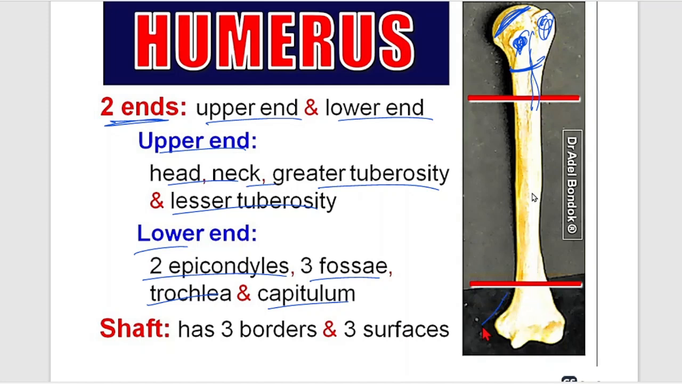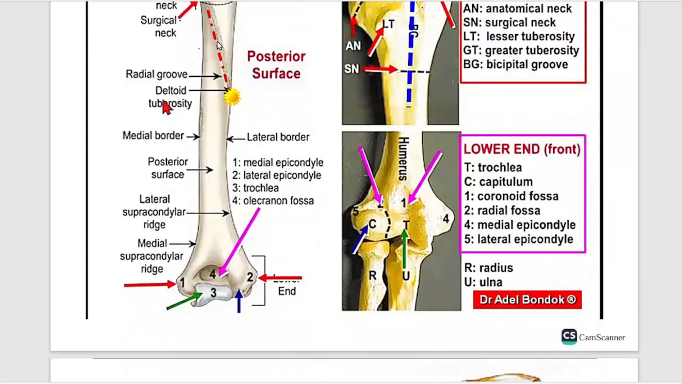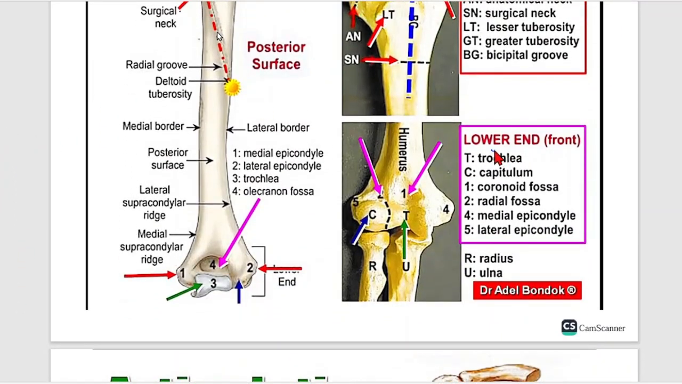Now there are two condyles: one is the medial condyle and one is the lateral condyle. Another thing you have to know is that the head is toward the medial side. And there are fossae, which we will discuss. This is the head, anatomical neck, surgical neck; we have already discussed it. Now the lower end has the trochlea and capitulum. You have to understand where the trochlea is and where the capitulum is.